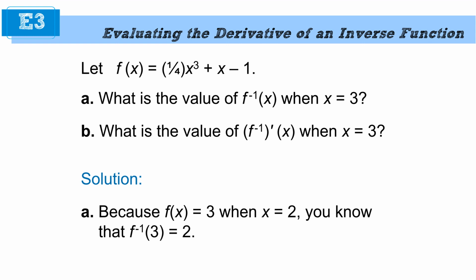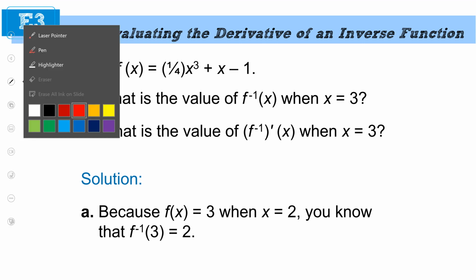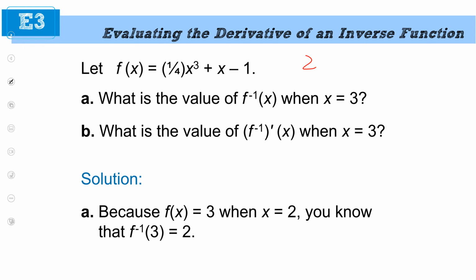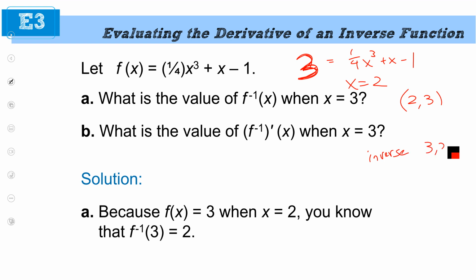But what I did in order to get that was I said 3 is equal to 1/4 x cubed plus x minus 1, and I solved that. How did I solve that? I actually cheated and used my calculator. Okay, to be honest. Full disclosure. Oh, I lied. It's not 2, it's 3. Okay, there we go. Sorry. And that gives me x equals 2. That means the point on the original graph is (2, 3). The point on the inverse is (3, 2).